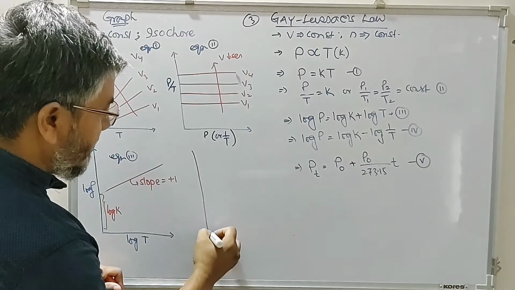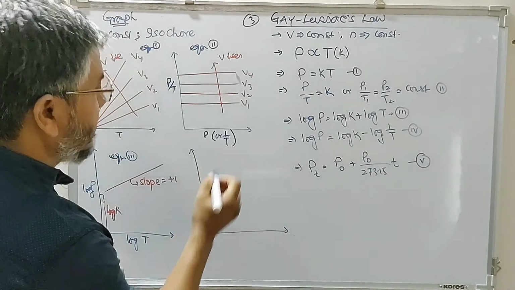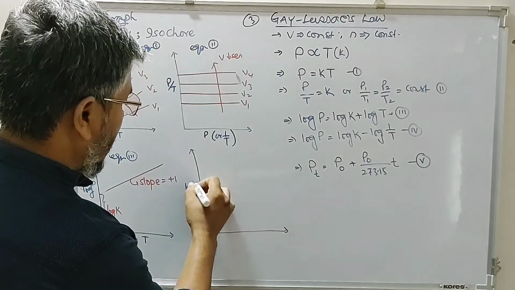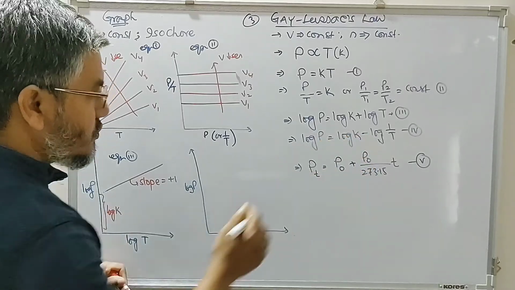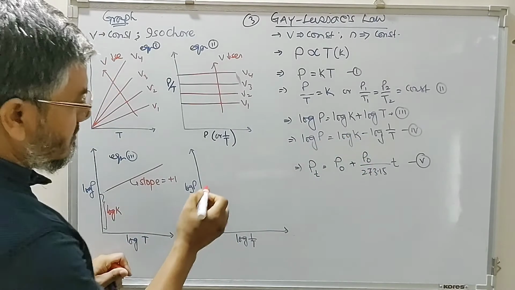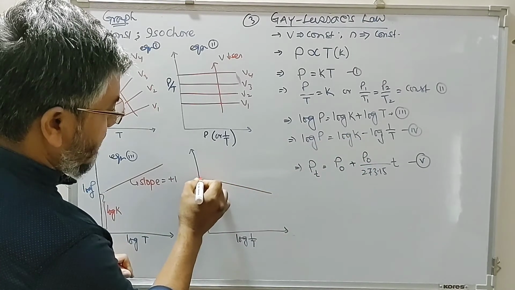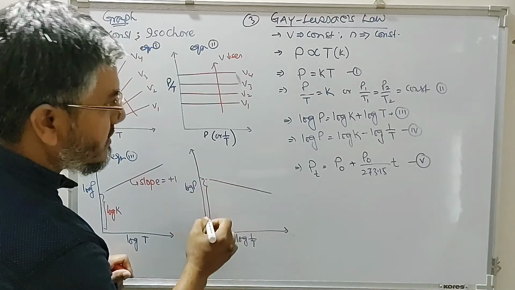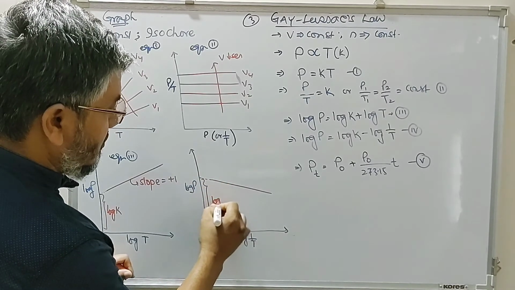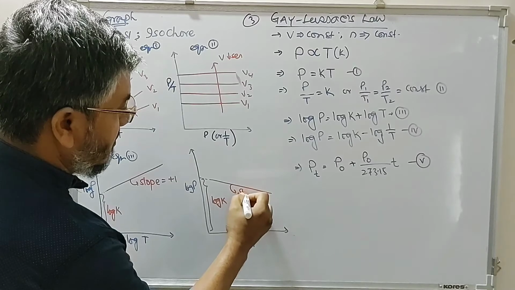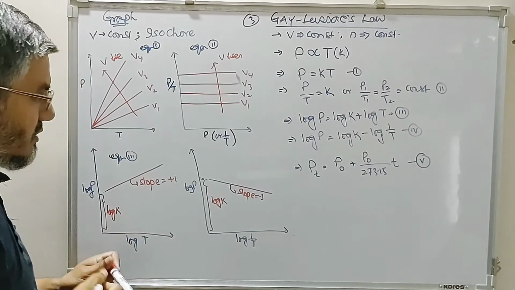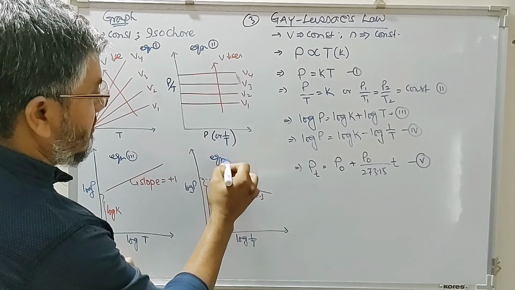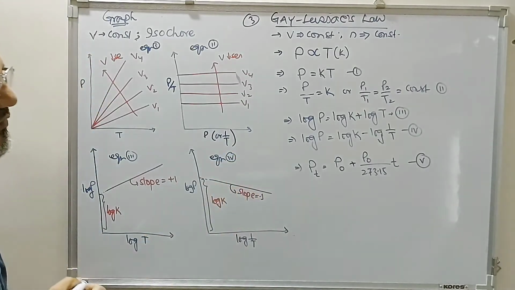Now equation 4 and equation 5. Log P versus log 1 by T. So the slope is -1. Extrapolation, y-intercept is log K, slope -1. That is equation 4. And finally equation 5.